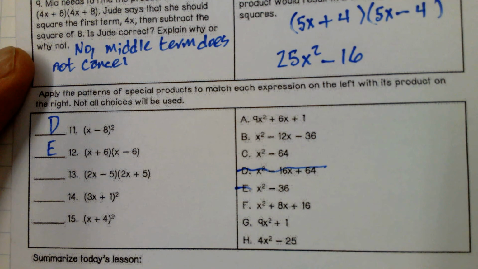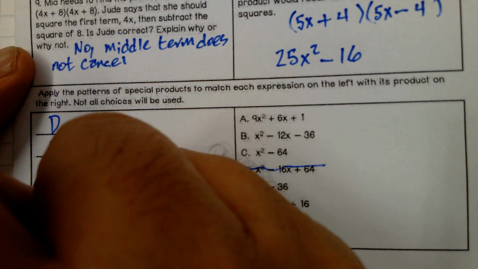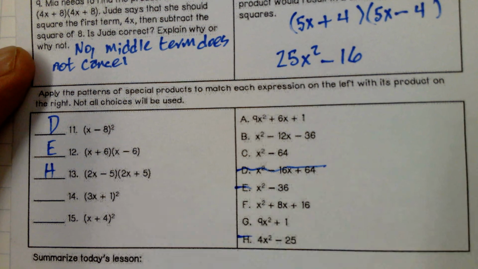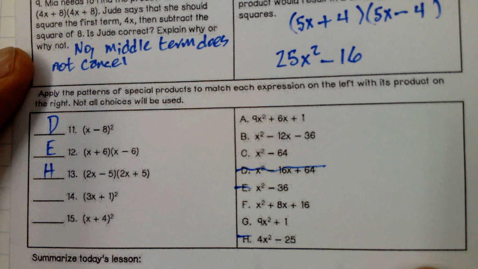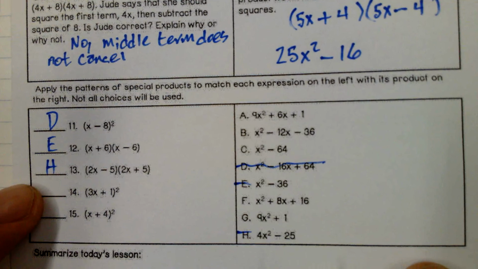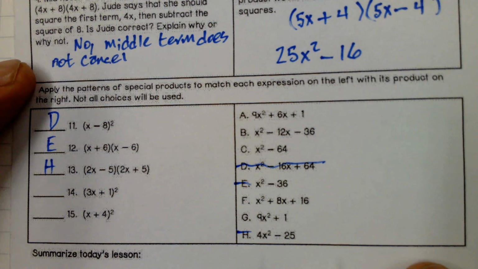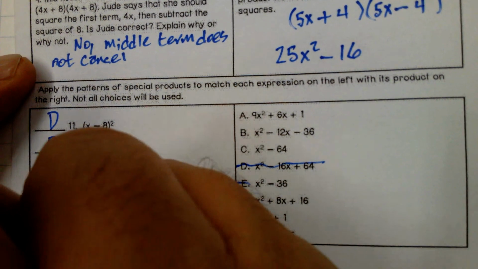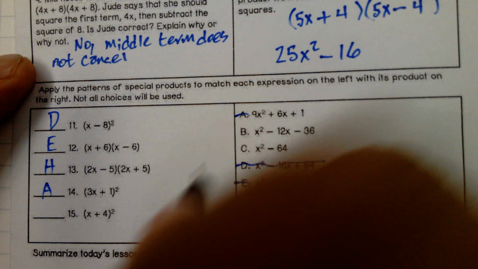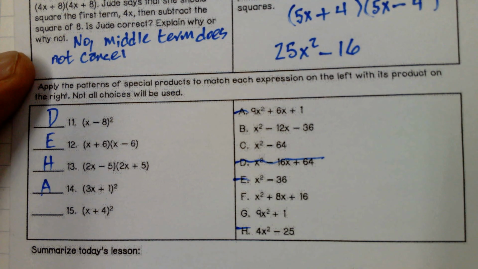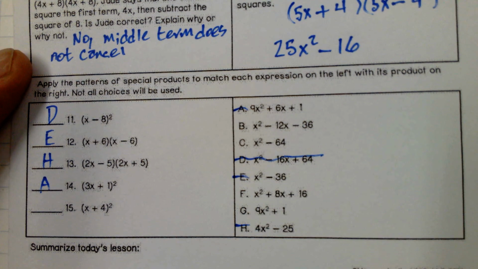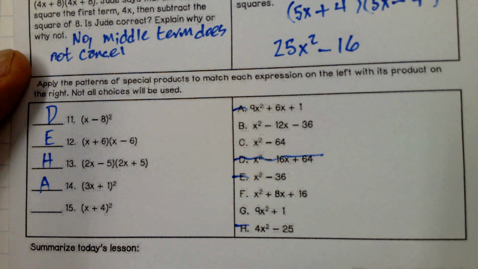Difference of two squares again. H. Yes, H. Okay. How about the next one? That one's a squared binomial. Yes, A. Oh, you guys are quick. Last one. Squared binomial again. Yes.